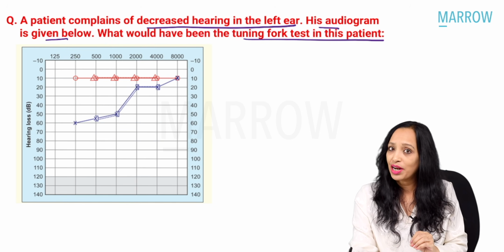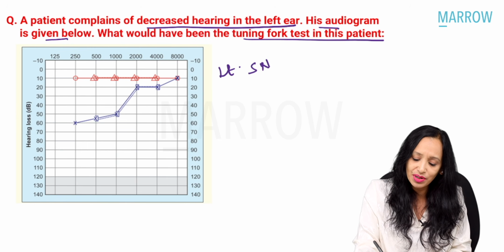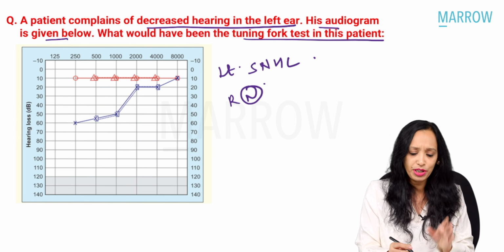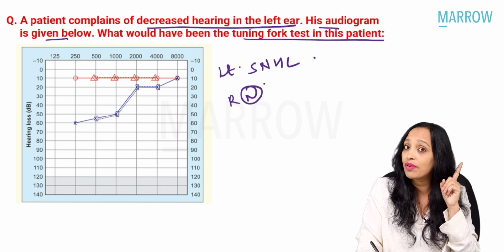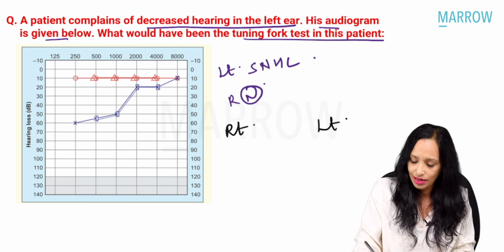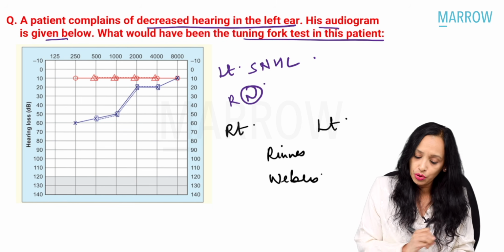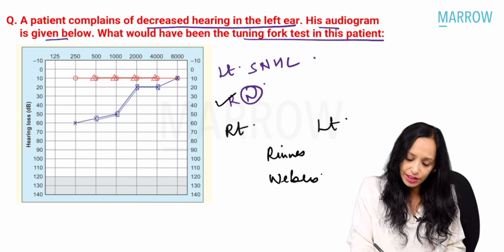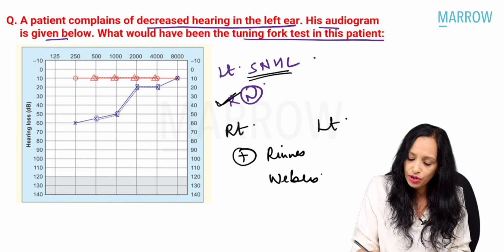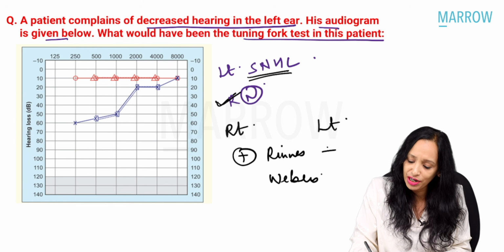So yes, what is this audiogram showing? We already saw that this is showing left ear sensorineural hearing loss and the right ear is normal. So tell me what will be the tuning fork test, and as I told you, whenever we have to write the tuning fork test, we will always approach in this manner: right, left, Rinne's and Weber's, right? So now the right ear is normal, Rinne's will be positive, and left ear sensorineural hearing loss, Rinne's is positive in which two conditions? Normal and sensorineural hearing loss. So again it will be positive.